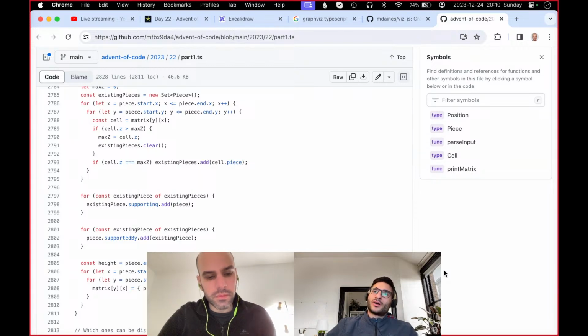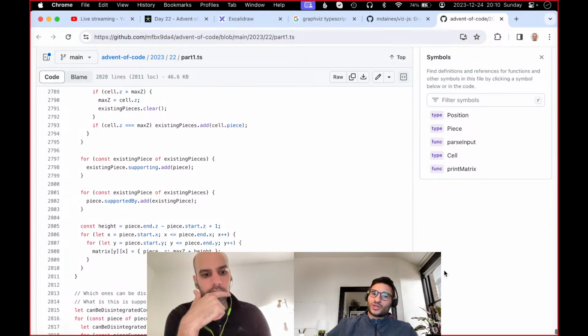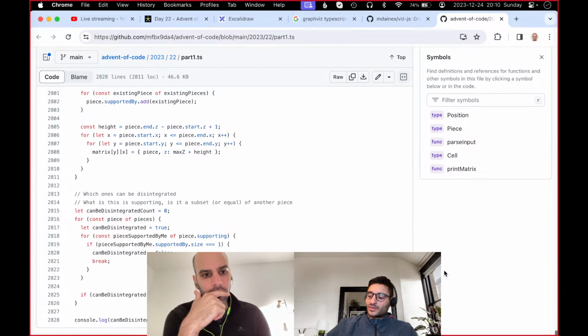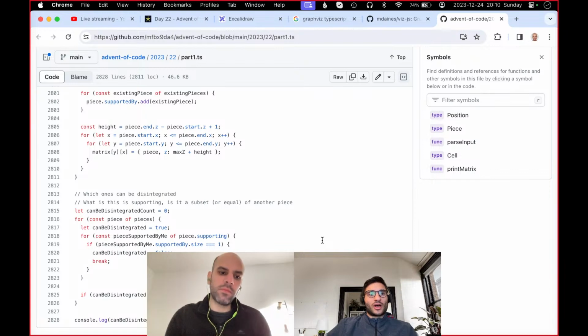I went more for the latter, which is I basically just check if this piece is only supported by one piece. So I go through each piece, and then I look at the pieces that it's supporting. And then I'm looking at a piece which is supported by me. And if that size is 1, then I know this piece cannot be disintegrated. Otherwise, it can be. That's great.